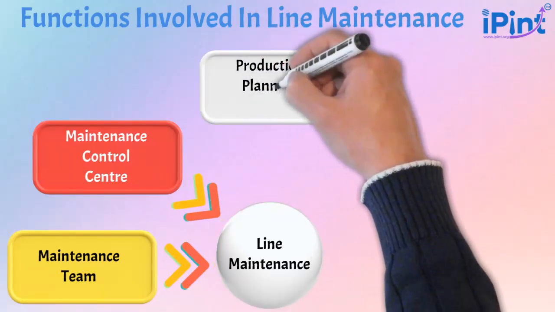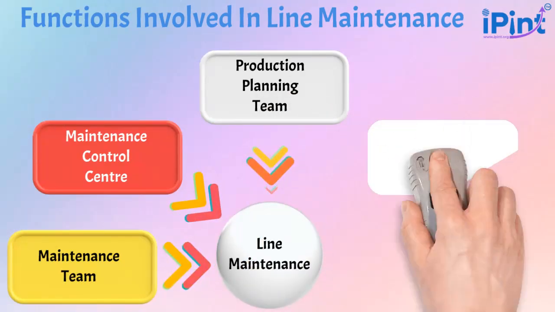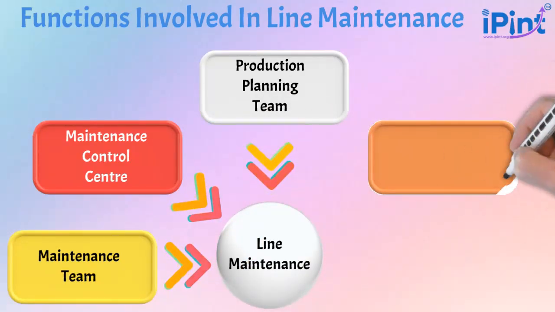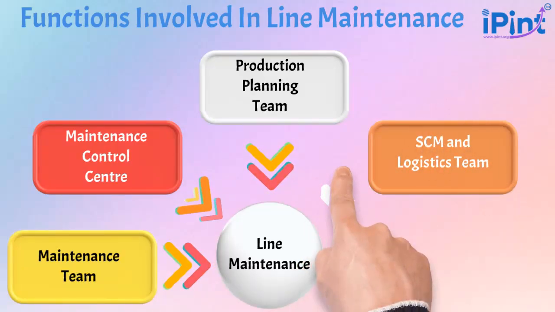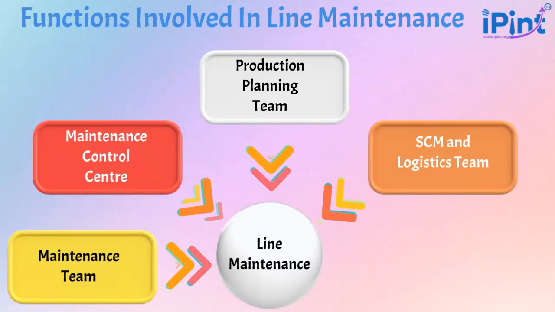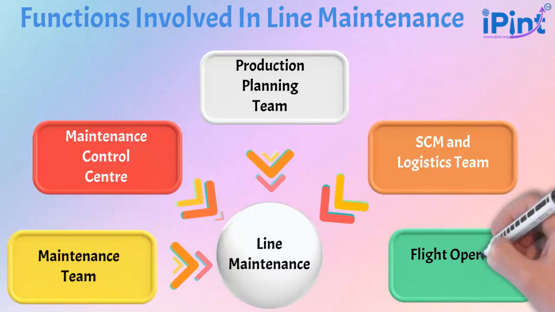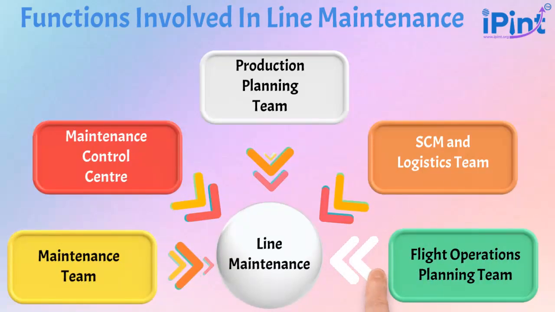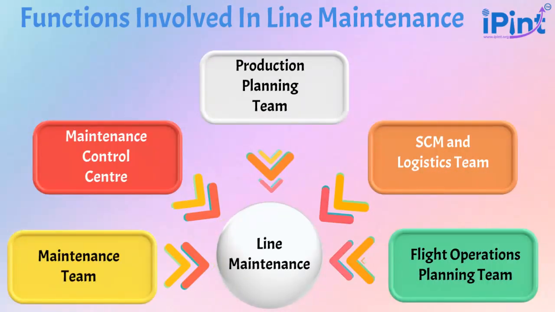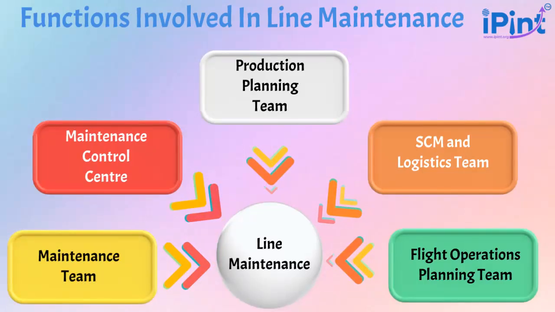All the work being performed during line maintenance is facilitated and controlled by the production planning team for line maintenance. Tools and materials required to perform work are arranged by the supply chain management and logistics team. To know the accurate ground time of the aircraft, continuous coordination with the flight operation planning team is crucial for accurate departure and landing times.